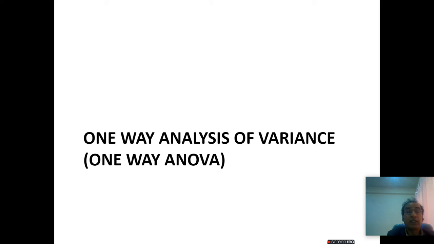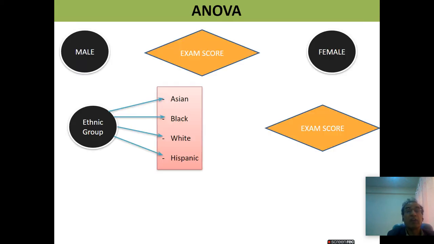After the t-test, we will also discuss one-way analysis of variance. In journals, we call it one-way ANOVA. So what is a one-way ANOVA? One-way ANOVA is like a t-test. The only difference is that we make subgroups of our independent variable.